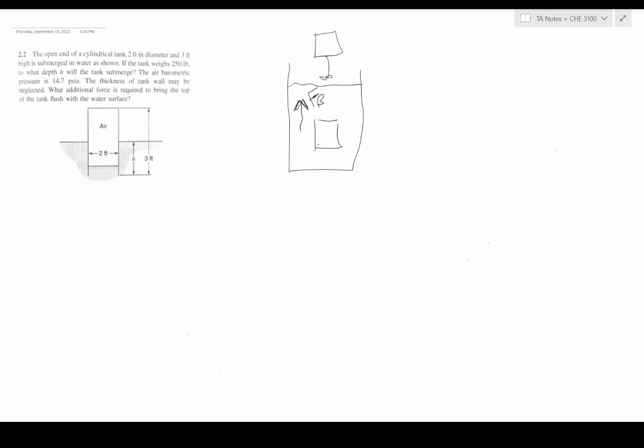So this buoyant force is opposite of gravity, and it's equal to the weight of the fluid that's being displaced by the solid. So, for example, we have one cube here, of length L. The force of buoyancy generated on the cube is going to be equal to the weight of the water that's being displaced. So, the weight that's being displaced.